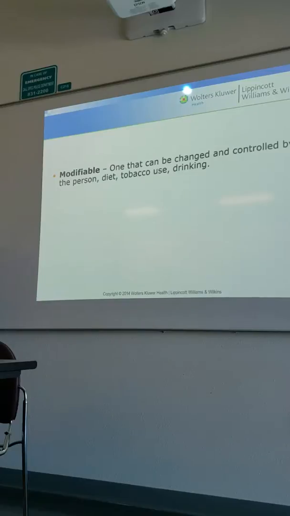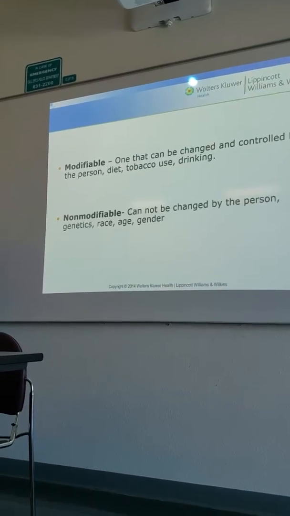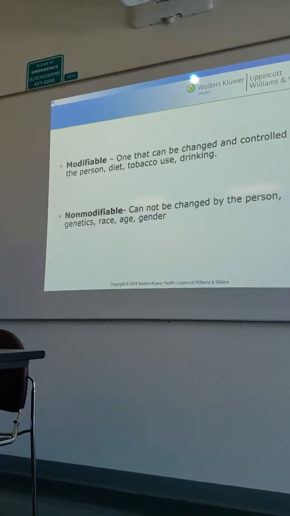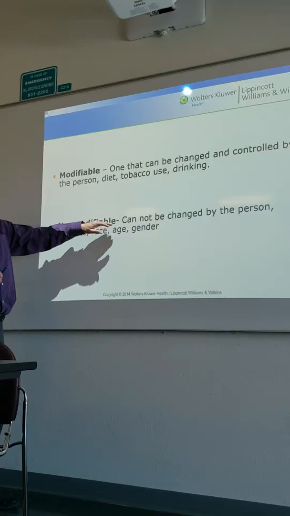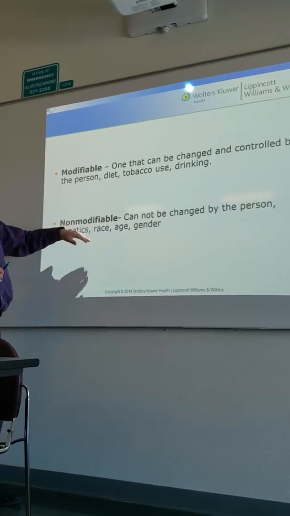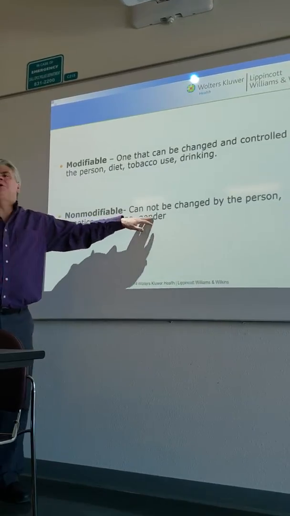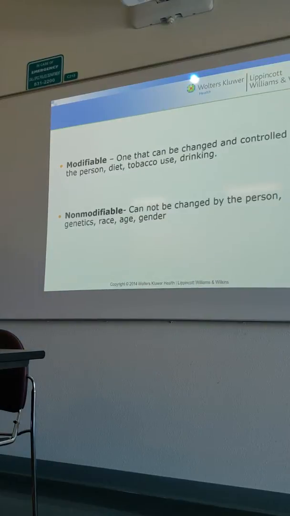God, that's the insurance company. They probably have a list as long as your leg, so modifiable stuff. I'm just gonna have to quit this mention. Non-modifiable cannot be changed by the person: genetics, race, age, gender, things like that.